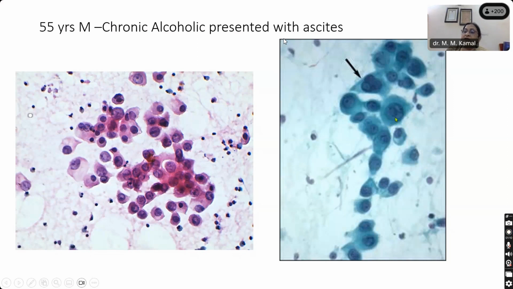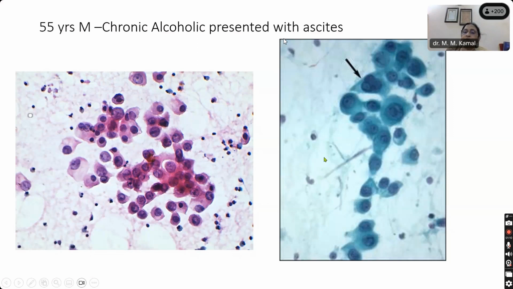Although the size of the cell is increased, it is increased along with the size of the nucleus. So here you can see variation in size of the cells, variation in the nucleus of the cells. So what do you think these cells are? Ma'am, can it be reactive mesothelial cells? You still feel that these are reactive mesothelial cells? You don't find, ma'am, any atypia?